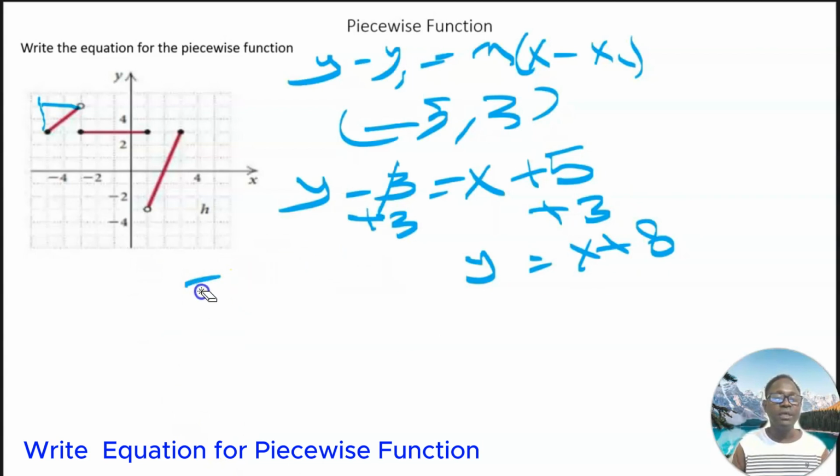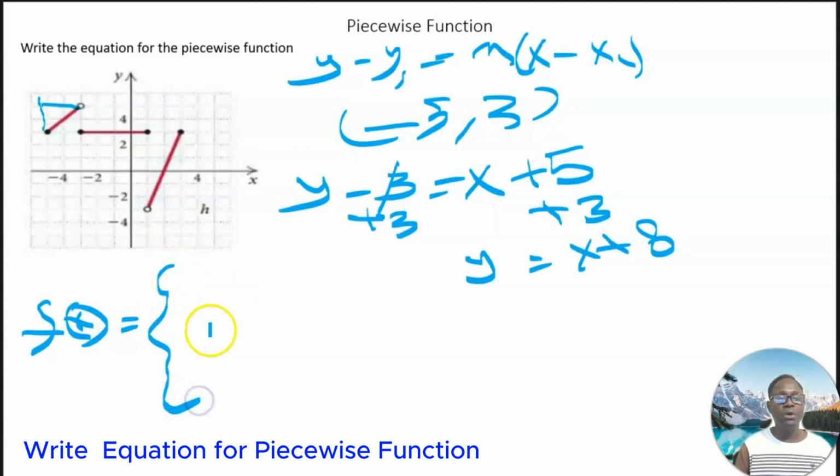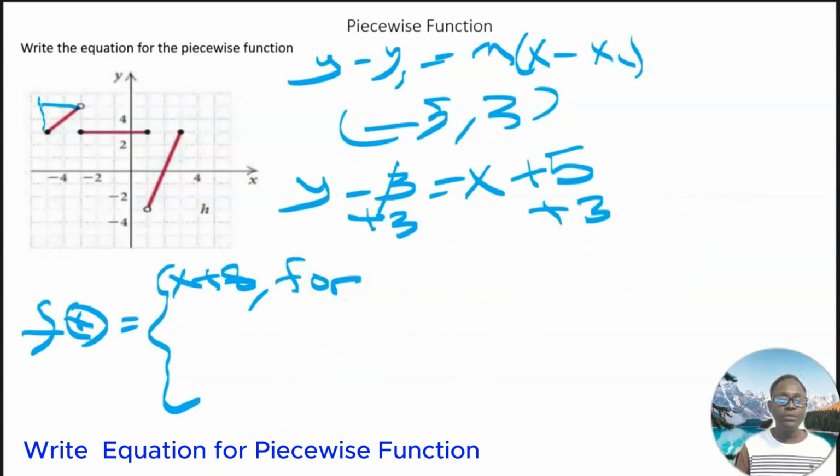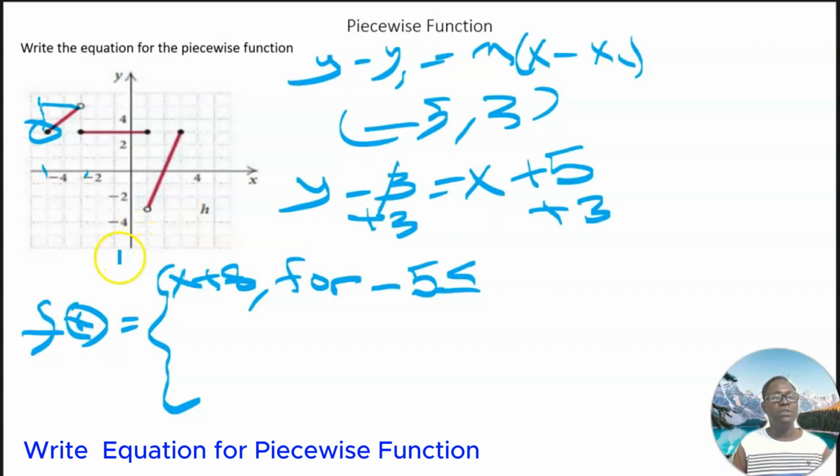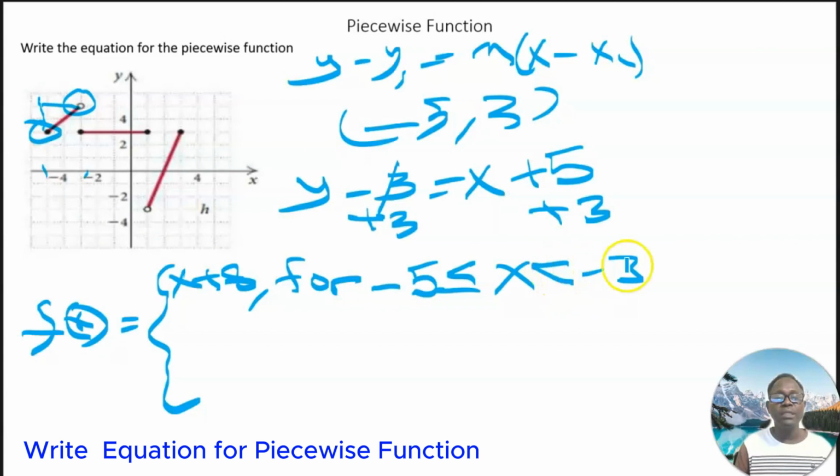So now we have to write it in the piecewise form. We have to write the function f of x equal to all the functions we have for this piecewise function. So the first one is y equal to x plus 8. For x, we have to find what the x values are. The x values go from here to here, that's the range for x values. Starting from -5, which means -5 is less than or equal to x. Why do we say less than or equal to? Because we have a closed circle.